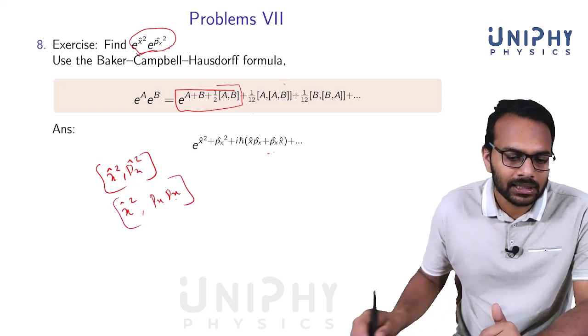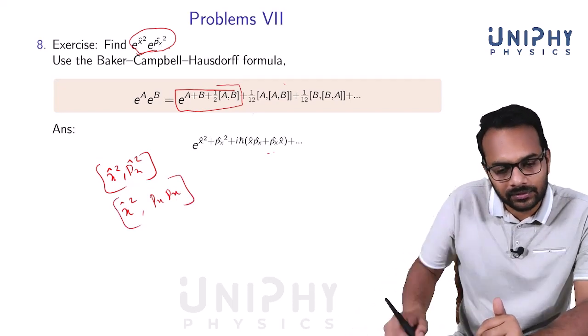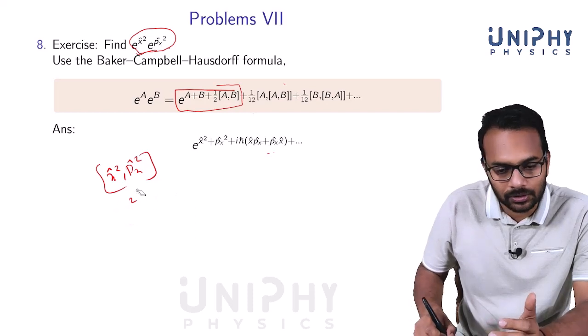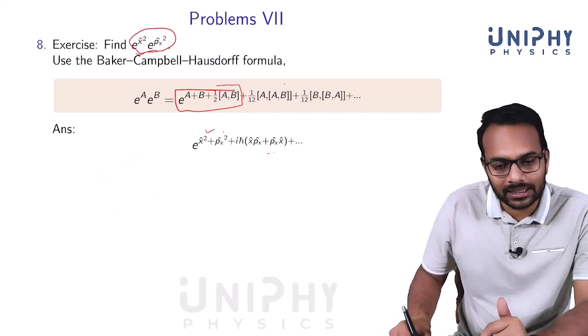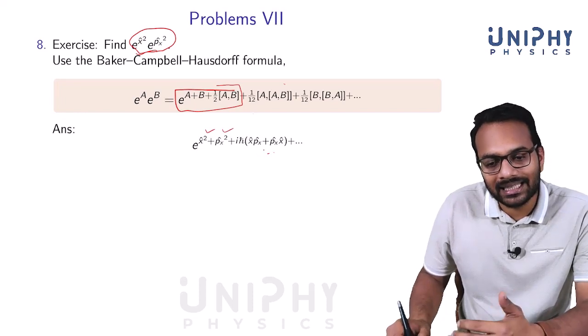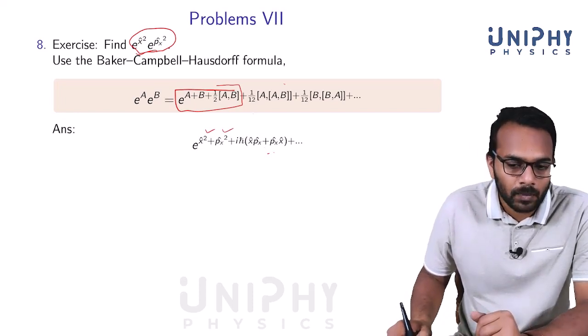You can do x square with px first, and you can use the relations. This is a good exercise for you. So the first three terms are x square, px square, i h cross x px plus px x. I think this is the answer.